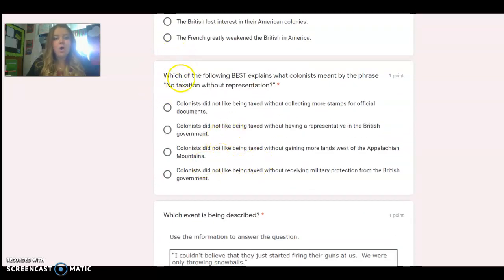Number 5. Which of the following best explains what colonists meant by the phrase, no taxation without representation? A. Colonists did not like being taxed without collecting more stamps for official documents. B. Colonists did not like being taxed without having a representative in the British government. C. Colonists did not like being taxed without gaining more lands west of the Appalachian Mountains. Or D. Colonists did not like being taxed without receiving military protection from the British government.